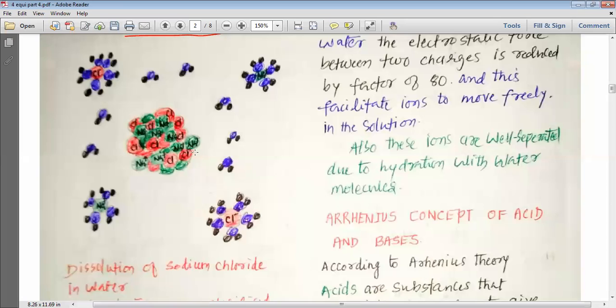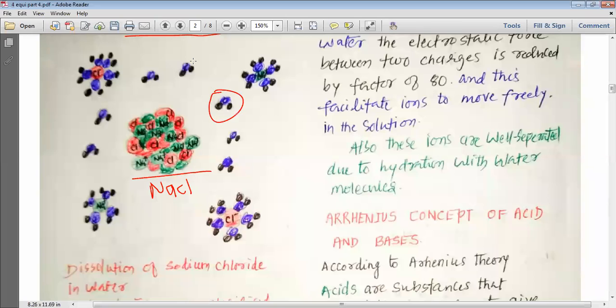Please reply. Yes, sir. With green color you can see the Na+, and with the red color you can see the Cl- ion. So this is the crystal of your NaCl. Now when you put this NaCl into the water, what happens? Let us try to see.